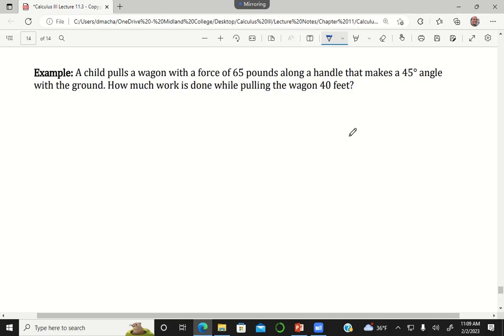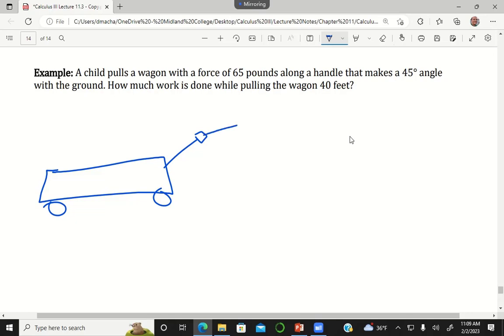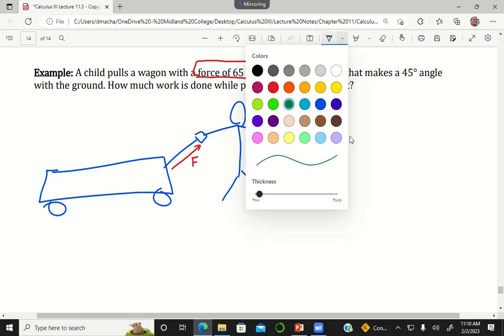It says a child pulls a wagon with a force of 65 pounds. And so here's like the wagon. Here's our child. And so the force that it's talking about, of 65 pounds, is this right here. And of course the force is along the handle, and the handle makes a 45-degree angle with the ground.